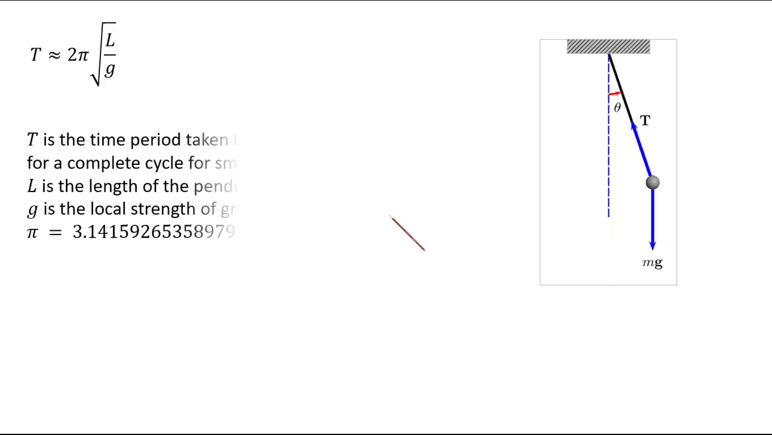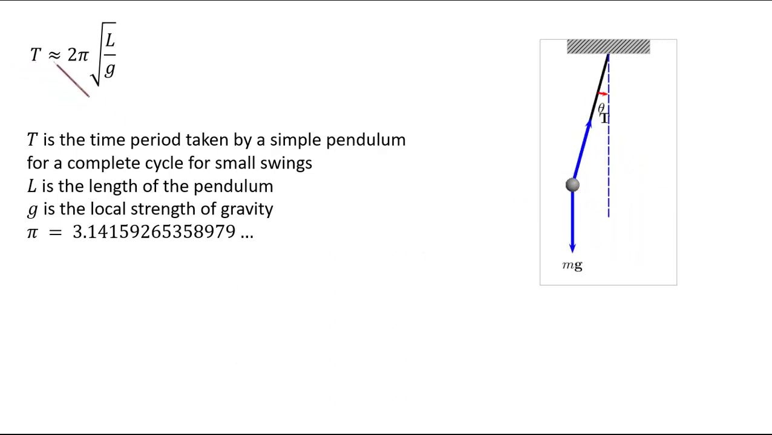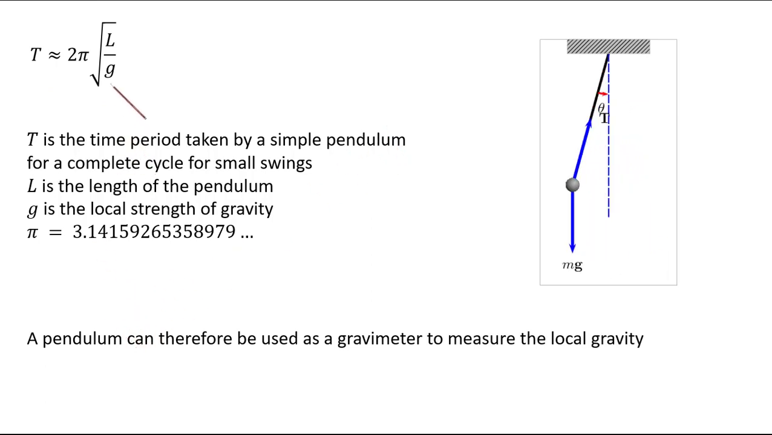Square roots are frequently used in physics. For example, take this formula: T is approximately equal to 2 pi times the square root of L upon g, where L is the length of the pendulum and g is the local strength of gravity. So if you want to know how much time the pendulum takes for one complete oscillation, we can use this particular formula. Similarly, we can also find the value of g if we know T and L. So a pendulum can therefore be used as a gravimeter to measure the local gravity. But you can see square roots are used in physics very often.